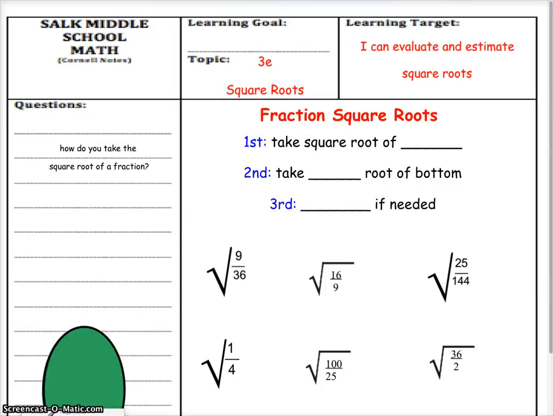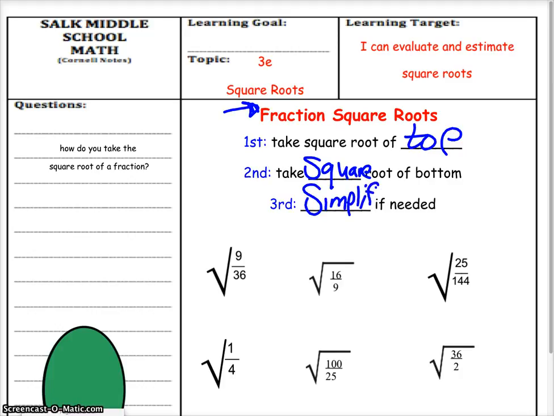All right, let's bump up the rigor a little bit, the difficulty level. And this is kind of a fun one, taking the fraction square roots. I love it because it looks super complicated, but it's nice and easy. You want to take the square root of the top, take the square root of the bottom, and then you simplify if you need to.